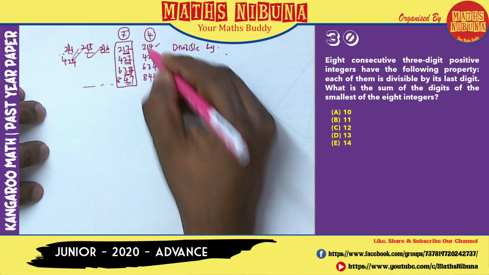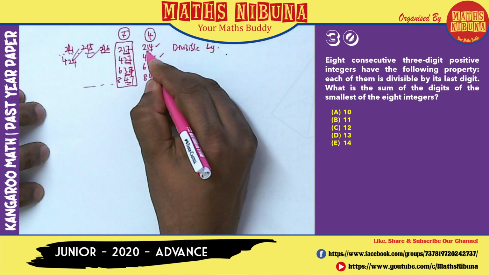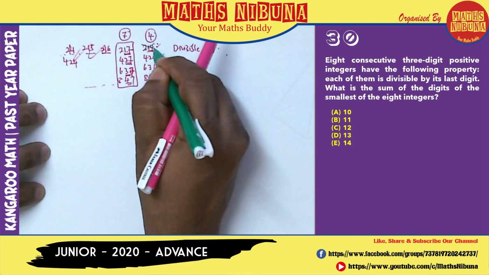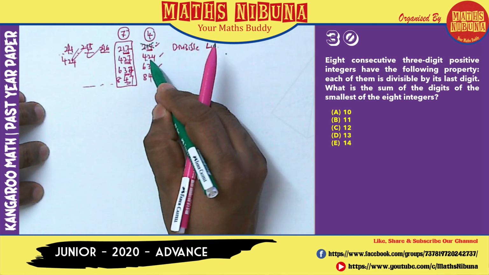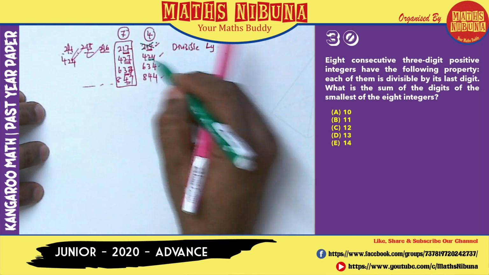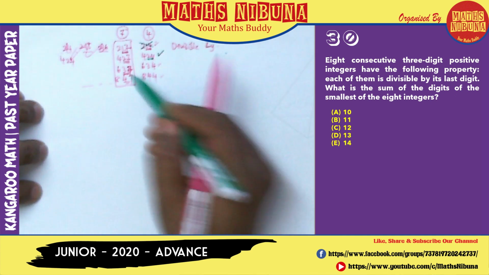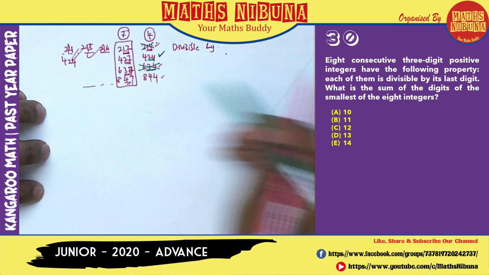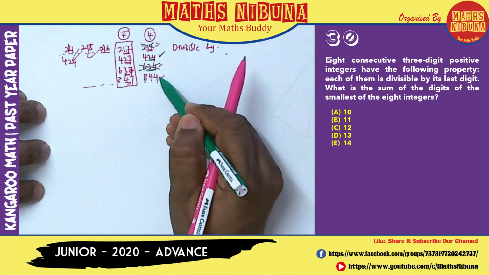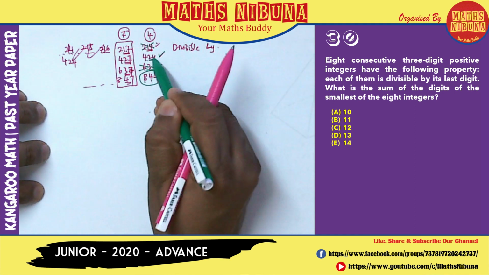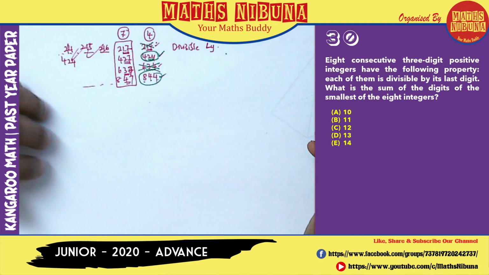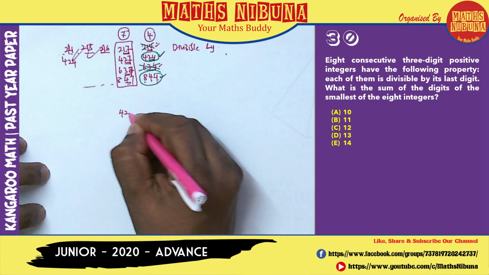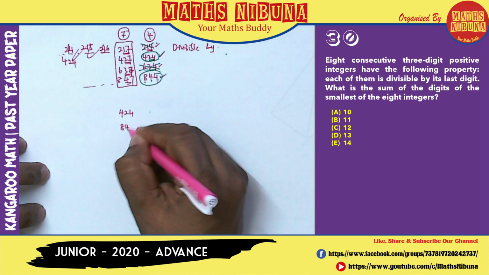So 214, the last 2 digits are 14. 14 cannot be divided by 4, so I can reject this number. 424, 24 can be divided by 4, so this one is acceptable. 634, 34 cannot be divided by 4, I take it out. 844, 44 can be divided by 4, I can take this one. Now you see, from 900 numbers, I already reduced it to 2 possible numbers: 424 or 844.